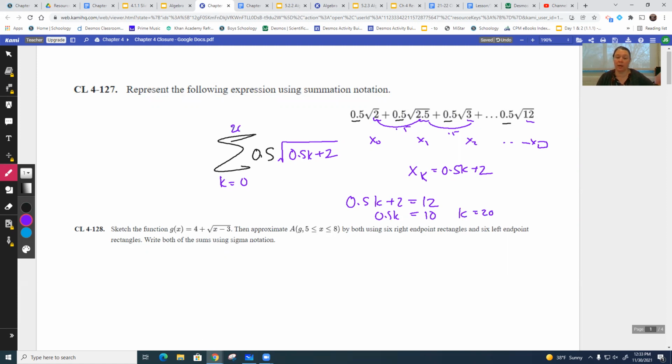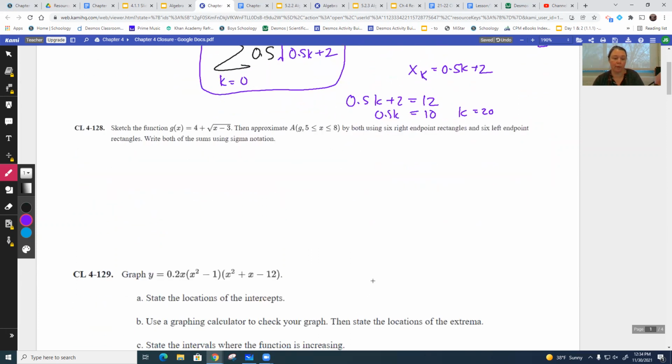So the last number that I would have to substitute in to make this last value under the radical 12 would be a 20, right? Half of 20 is 10 plus 2 is 12. So the last number I would plug in is 20. So then this would be my sigma notation. You also could have had this 0.5 out front. That would work also.